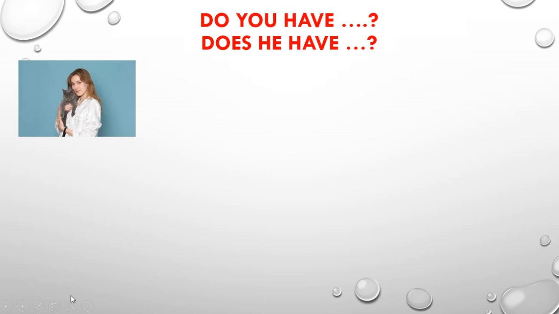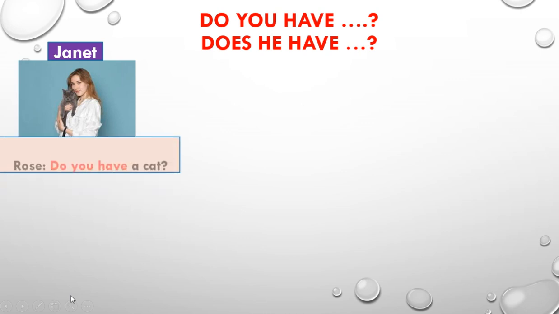Now look at this picture now. This is Janet. Of course, look at the picture. She has a cat. Now you have here Rose. Okay, Janet's friend. Rose asks her a question: do you have a cat? So how will you say it? Simply you say Do you have a cat? Do you have a cat? Now how will Janet answer? She will answer yes, I have a cat. She will say Yes, I do. I have a cat. I'll repeat again. Do you have a cat? Yes, I do. I have a cat.